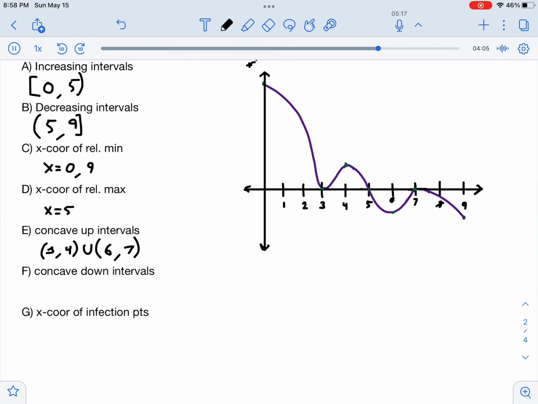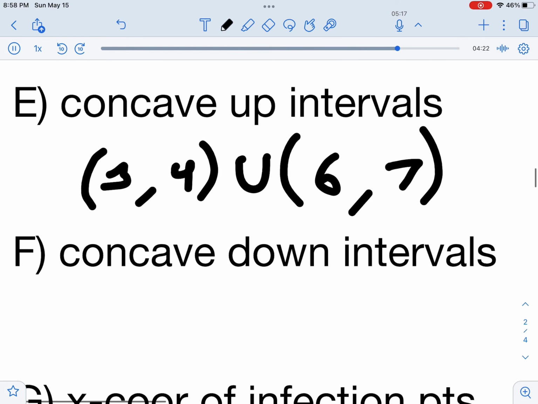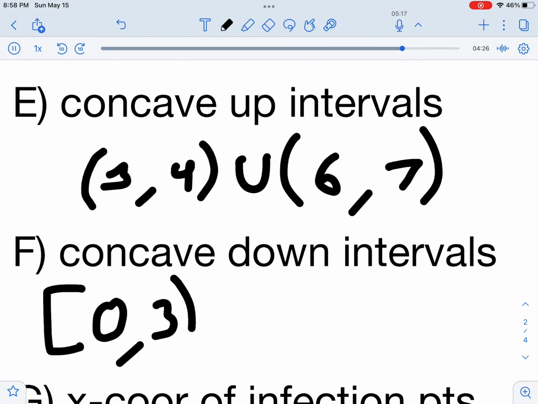To find when the graph is concave down, it is the same process as when the graph is concave up, except you are looking for when the slope of f prime is negative. And for this graph, that happens from 0 to 3, 4 to 6, and 7 to 9.